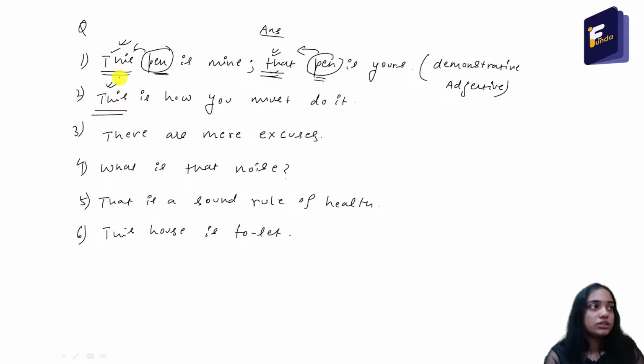The word this is not coming before any noun, so this is a pronoun. By using the trick I am telling you that it is a pronoun, but also using the definition, you can say that it is not an adjective but a pronoun. Okay, so it is a demonstrative pronoun.